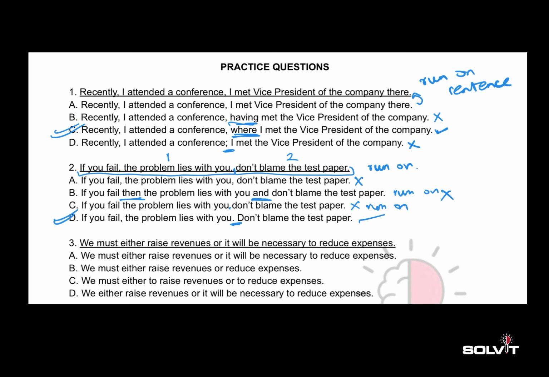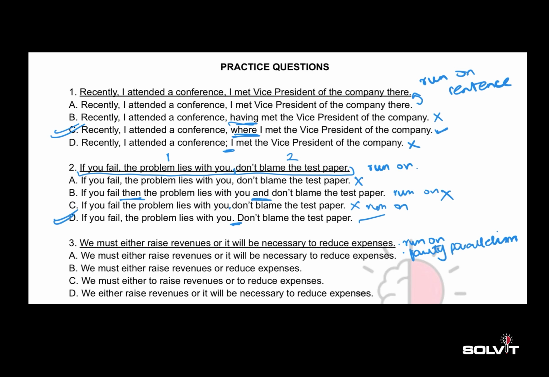Okay, now let's look at question number 3. We must either raise revenues or it will be necessary to reduce expenses. Now, there are two things wrong with this sentence. Number one, it's a run on. And number two, faulty parallelism.